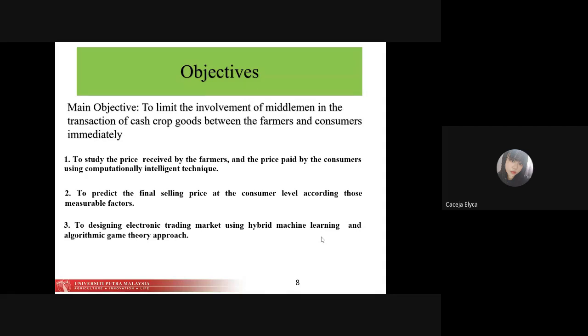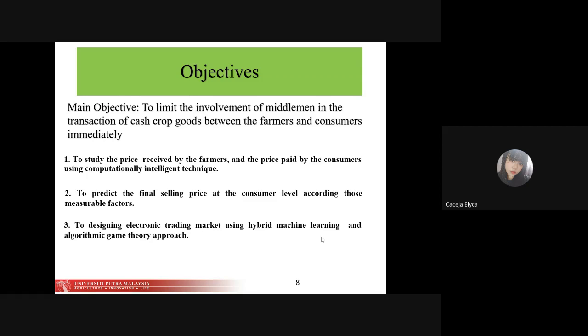So how can we help it? First, we study the price received by the farmer and the price paid by the consumer using a computational intelligence technique, which is machine learning. The second one is we use machine learning to predict the final selling price at the consumer level according to those measurable factors that affect the selling price.